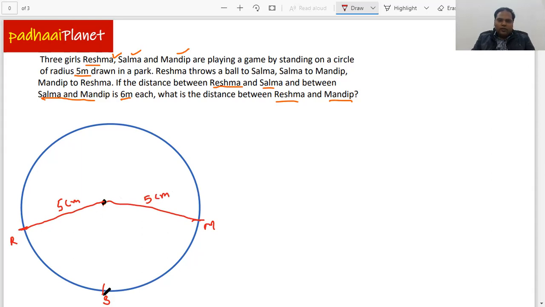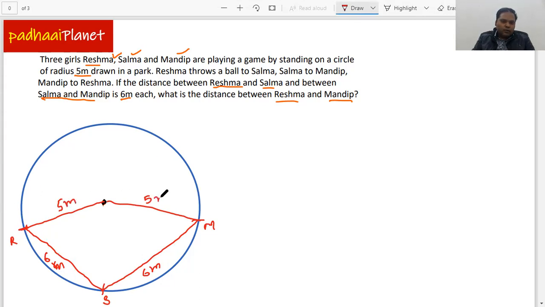The distance between Salma and Mandeep is 6 meters, which is given here. Similarly, the distance between Reshma and Salma is also given, and that is also 6 meters, right? Now, oh, I'm so sorry. I actually marked the radii as 5 centimeters. This is 5 meters, and this is 5 meters, right? So I'll just put it properly.